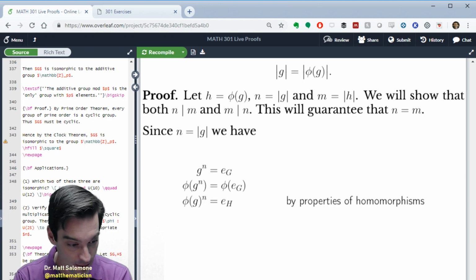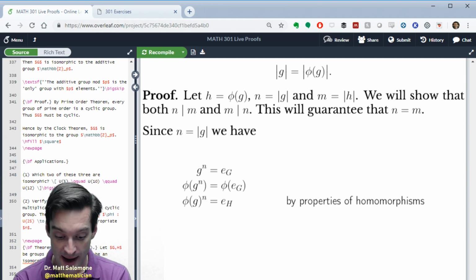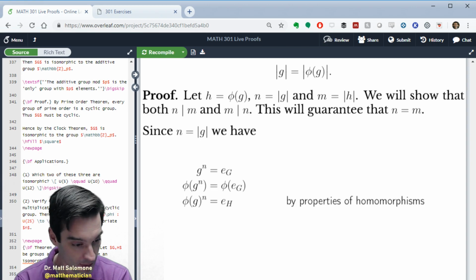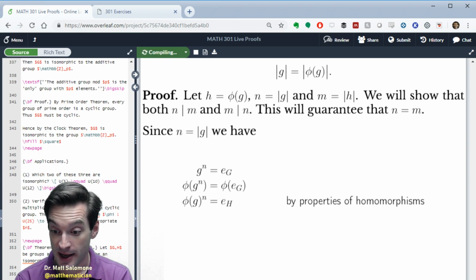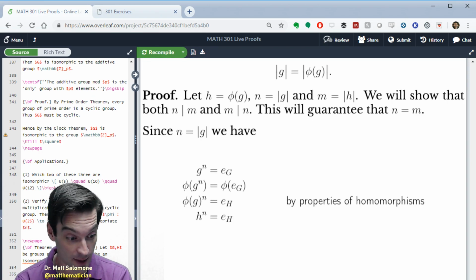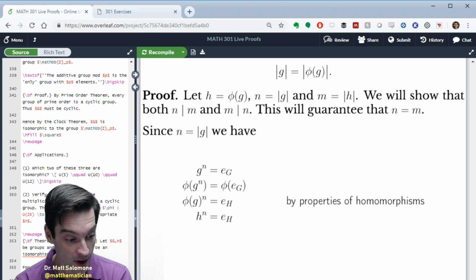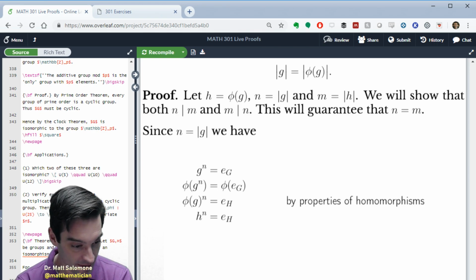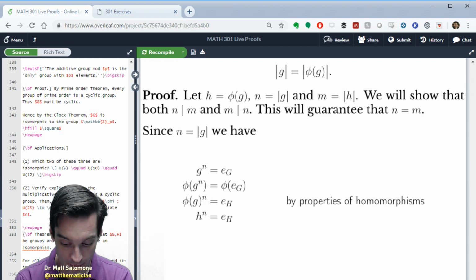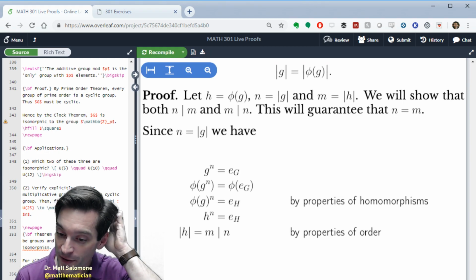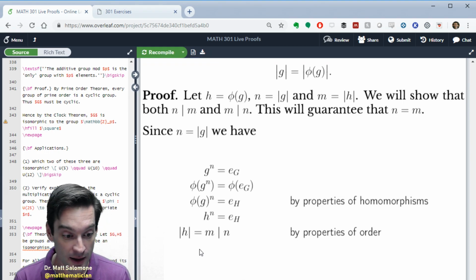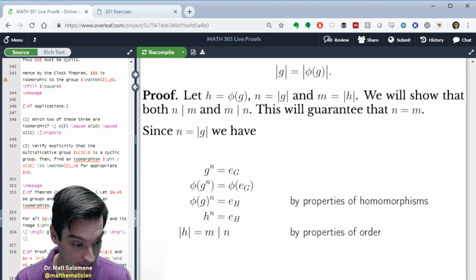Because now all I have to do is replace phi of G by H. And I get the observation that H to the n is equal to the identity element of the group H. And therefore, that the order of H, which is equal to m, is a divisor of n. And that's by properties of order. Probably the most useful fact about order, right, is that if any power of an element gives me the identity, then the order of the element divides that power. So this proves that m divides n.